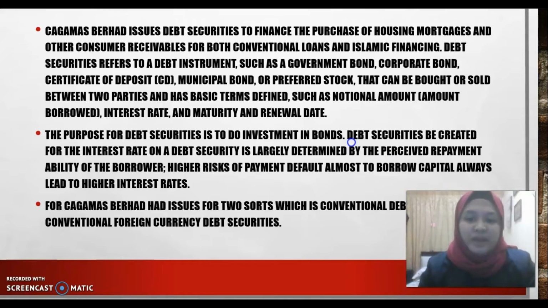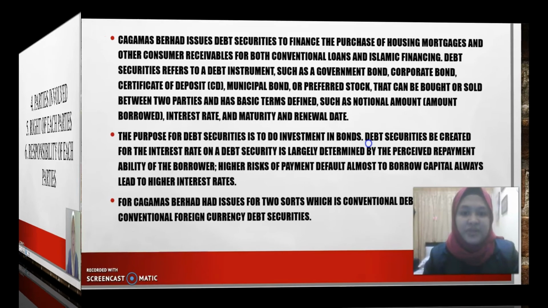Cagamas Berhad has issued two sorts, which are conventional debt security and conventional foreign currency debt security.